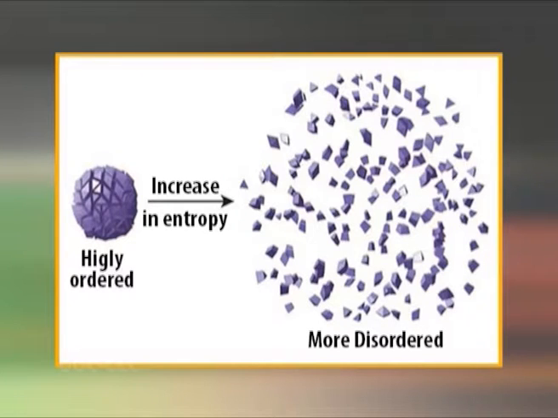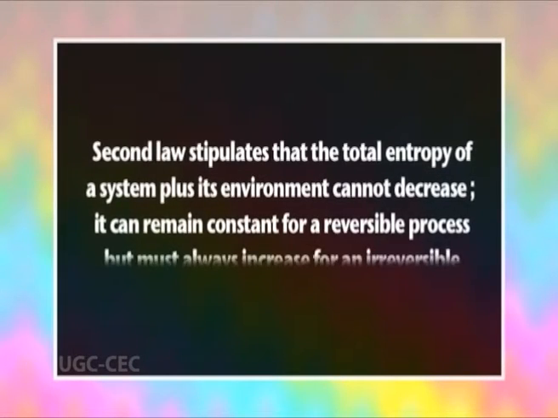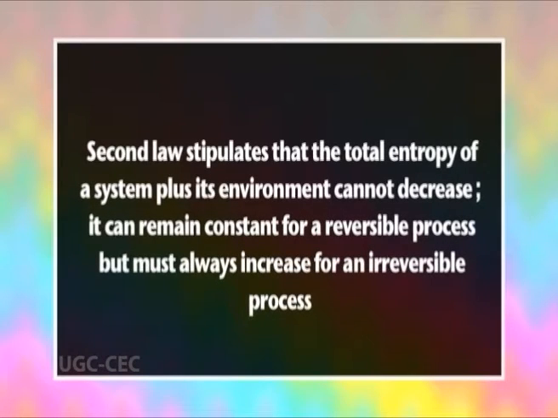The first law of thermodynamics allows for many possible states of a system to exist, but experience indicates that only certain states occur. This leads to the second law of thermodynamics and the definition of another state variable called entropy. The second law stipulates that the total entropy of a system plus its environment cannot decrease, it can remain constant for a reversible process but must always increase for an irreversible process.